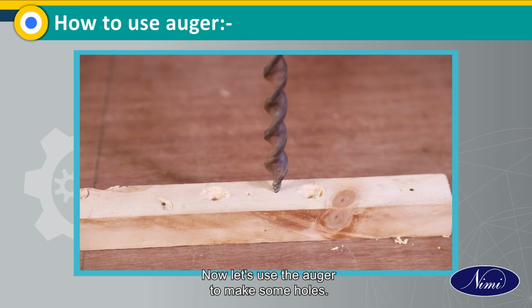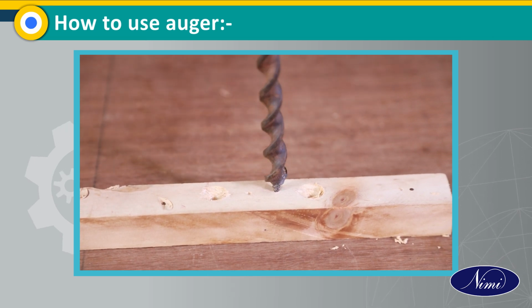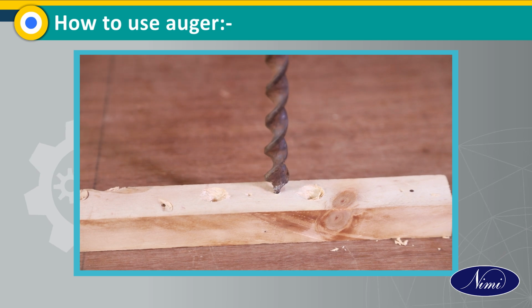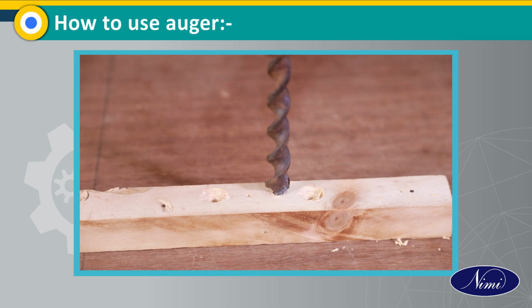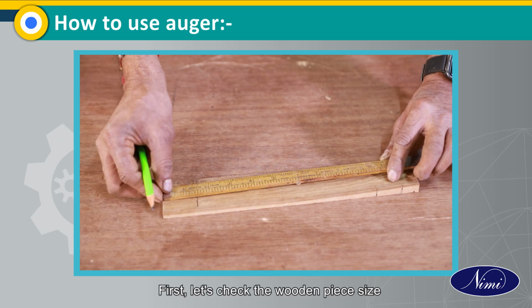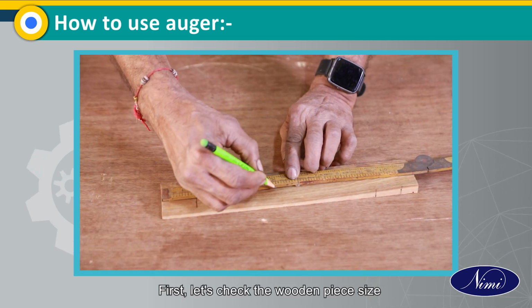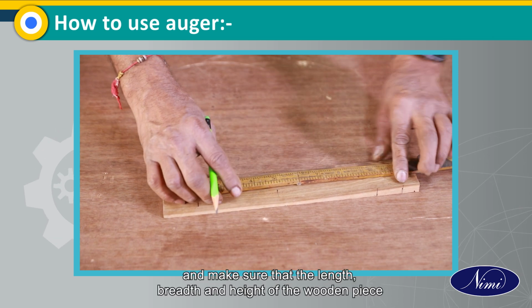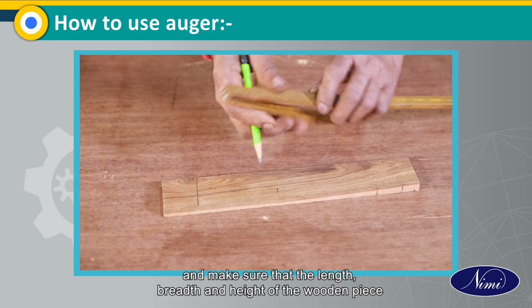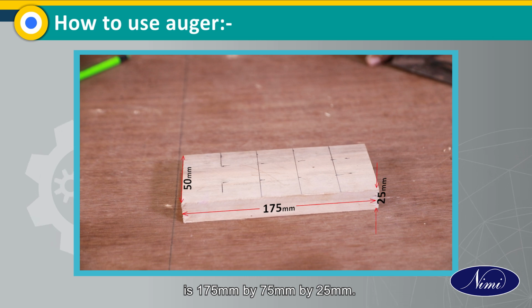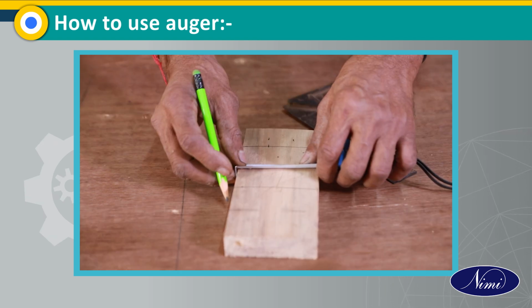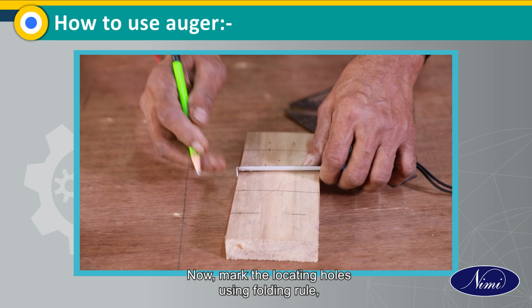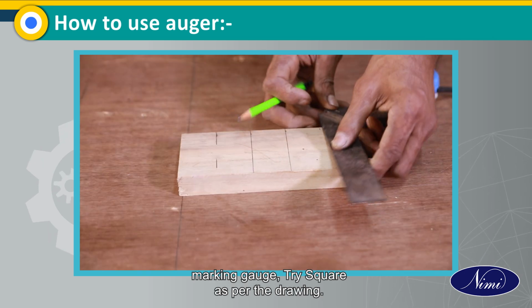Now let's use the auger to make some holes. First, let's check the wooden piece size with the folding rule and make sure that the length, breadth and height of the wooden piece is 175 mm by 75 mm by 25 mm. Now, mark the locating holes using folding rule, marking gauge, tri-square as per the drawing.